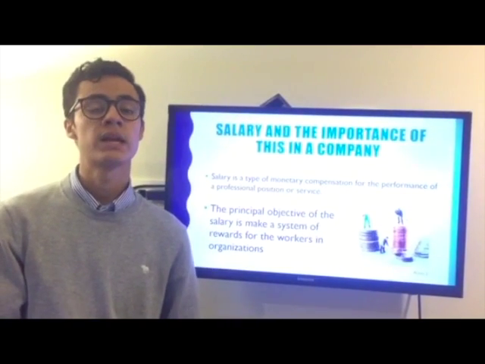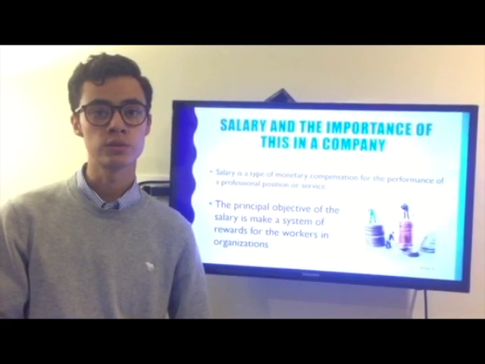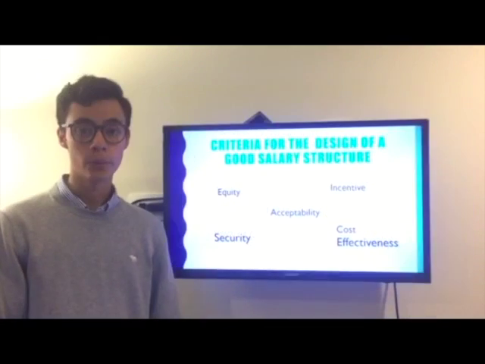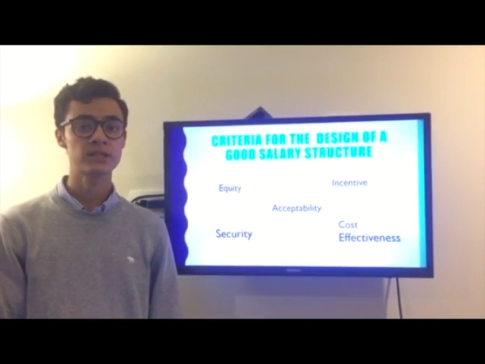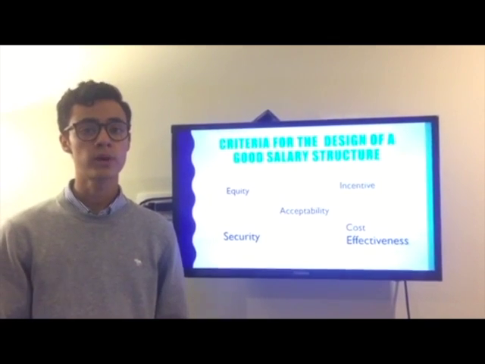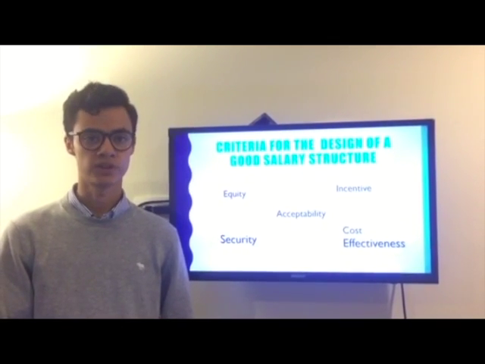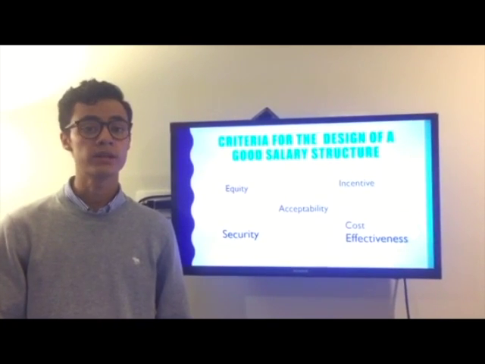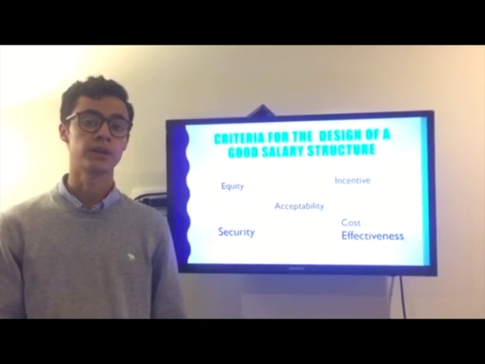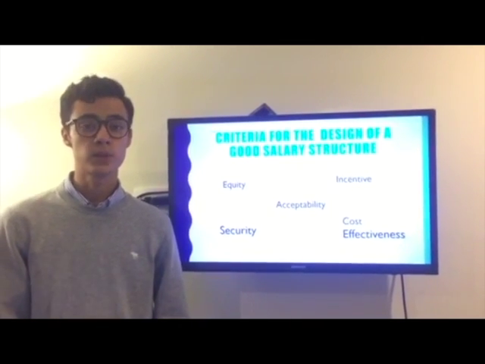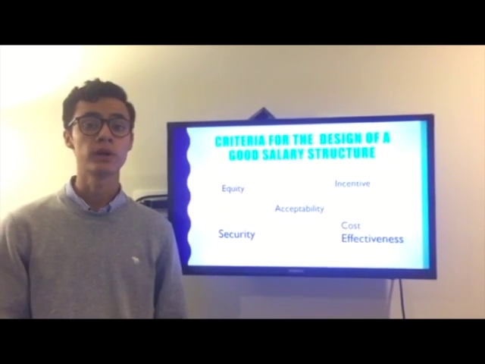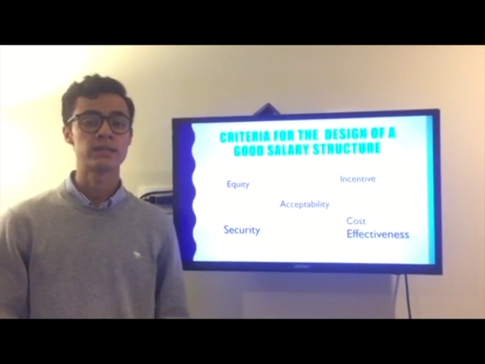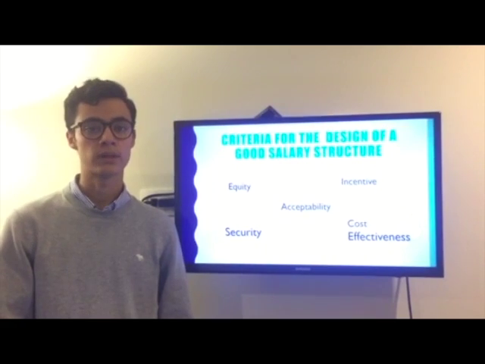This system is the one that interests the engineer to evaluate, and is the one that will be very important in a company. When we are designing a salary structure, there are 5 things that are important to take into account. The first one is the equity among employees according to their functions. The second one is that the salary must be an incentive for the worker. The third one is that the salary must be reasonable for the company and for the worker. The next one is that the salary must be enough for the worker to meet his basic needs of life. And the last one is that the engineer must take into account what the company can pay.